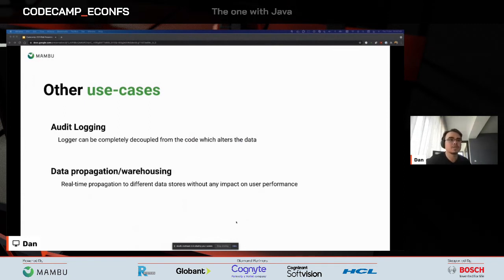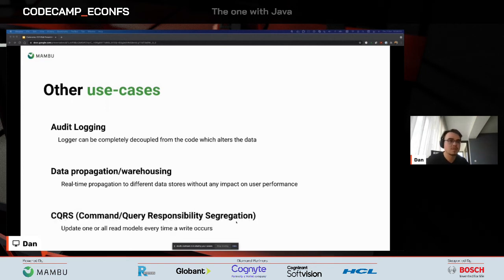Then we have the use case of data propagation. Basically, it would be fairly easy to implement a real-time propagation between two different data stores. And the best part about it is that it would come with no noticeable impact on user performance. Again, the user would notice what would happen up to the point where the transaction is committed. If anything happens after that, it would not really affect the user. So in this case, the user doesn't even need to know that something is happening behind the scenes.